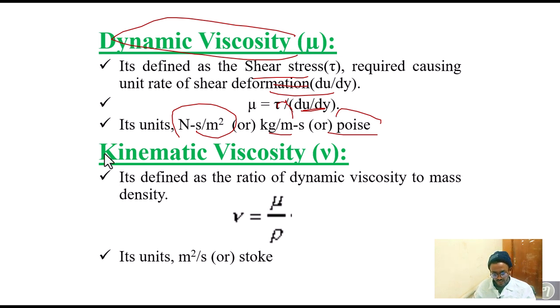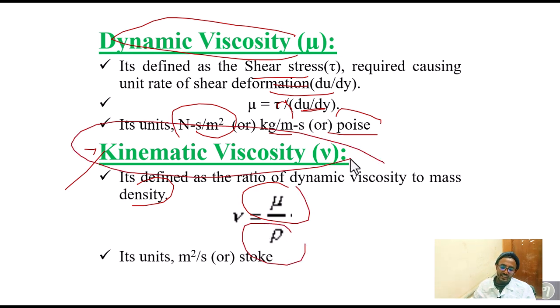The other one is kinematic viscosity. It is defined as the ratio of dynamic viscosity to mass density. We have the ratio of dynamic viscosity to mass density, which we call kinematic viscosity.